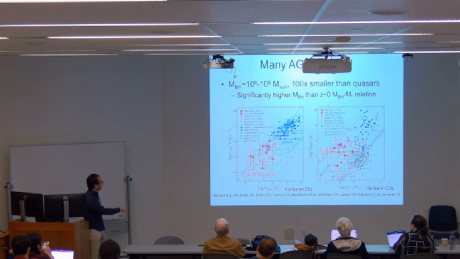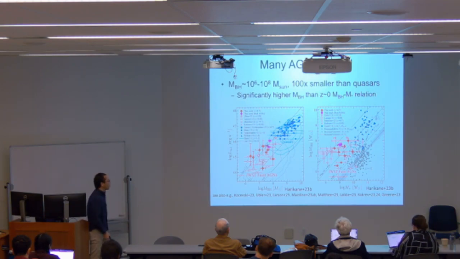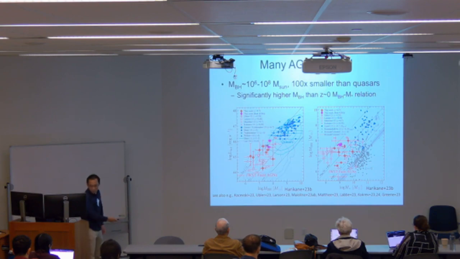In the right panel, we show the black hole mass as a function of the stellar mass. Please compare this JWST data point with this black line, which is the redshift 0 relation. We find that the JWST-detected broad-line AGNs have black hole masses significantly higher than the local relation. So they could be overmassive black holes compared to the local relation.